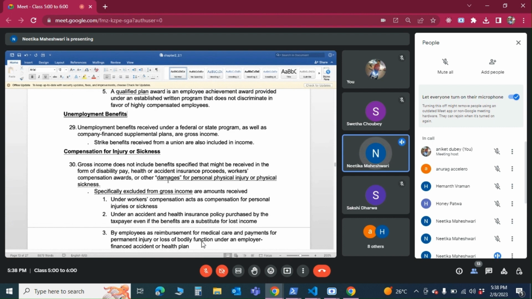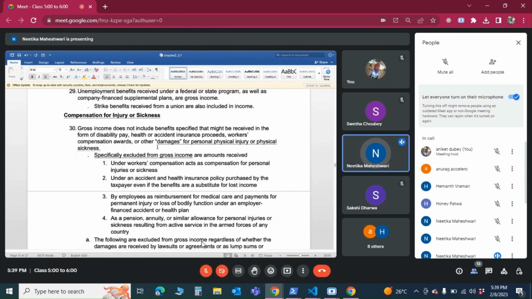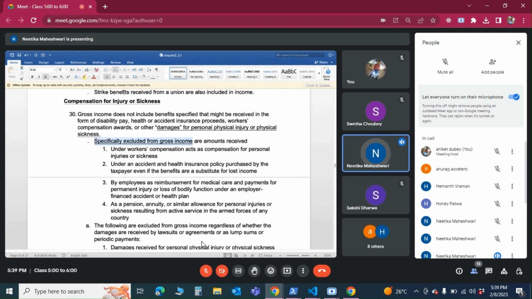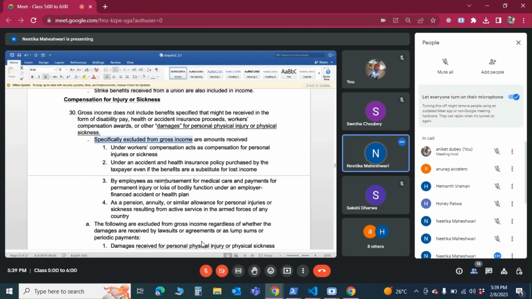Okay, compensation for injury or sickness. Any compensation which is given for damages or for personal physical injury or physical sickness is usually not taxable. They are specifically excluded from gross income, which is very fair because the person is already going through some injury or sickness. So IRS is fair in saying that it will not be taxable.